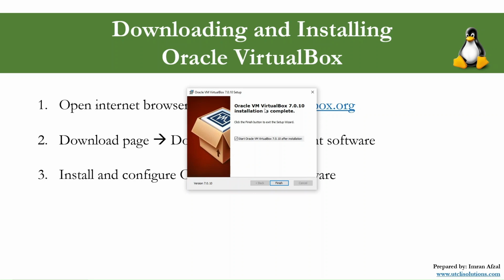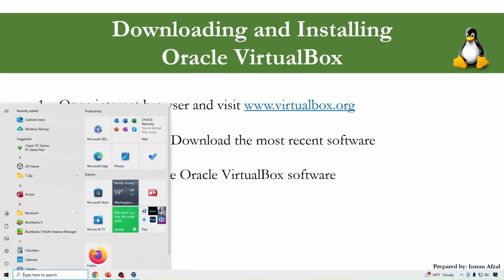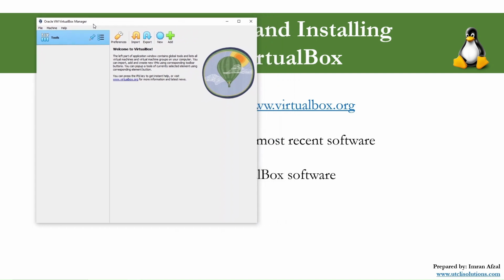All right, Oracle VM VirtualBox installation is complete. Click Finish, Start Oracle VirtualBox. If it's checked, then it will start the program right away. So click Finish, and it will start the Oracle VirtualBox application right now. All right, let's see if it is running on our tray or task manager. Yes, it is. See right here, it is running. Okay, so here it is Oracle VM VirtualBox. This is how the Oracle VirtualBox portal will look like after installation.